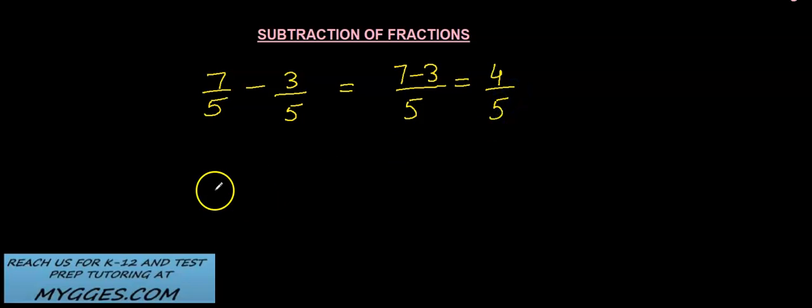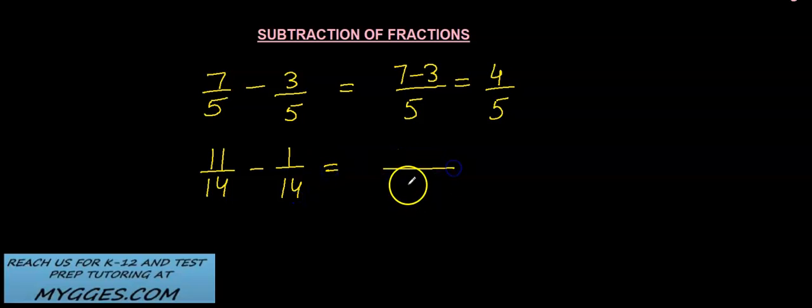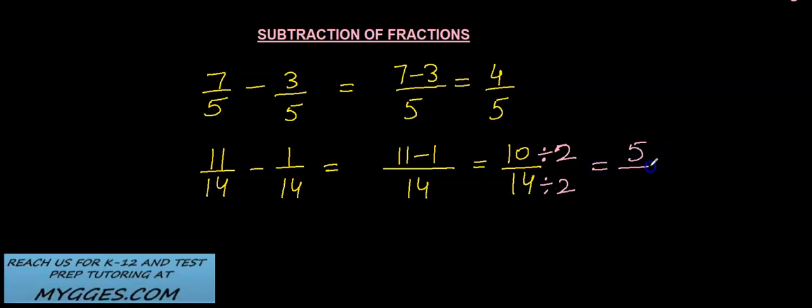Now let's try another example. So if we have the fractions 11/14 minus 1/14. So we take the denominator 14 and then subtract the numerators. So that would be equal to 10/14. And then we can simplify it. We always check, as I've mentioned before, that if we can simplify the fraction, always write your answer in a simplified form. So that would be equal to, we can divide it by 2. So that gives us 5/7.